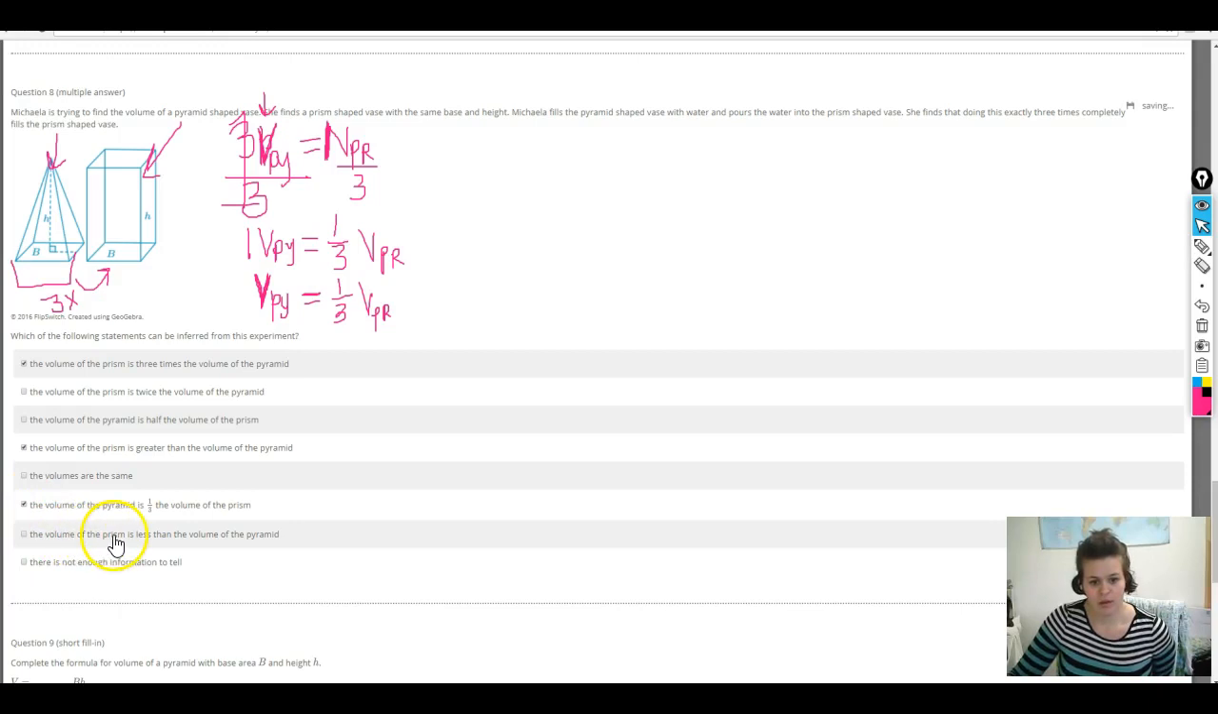The volume of the prism is less than the volume of the pyramid. No. There is not enough information to tell. Yes, there is, based on her experiment. Those are the 3 things we can come up with.